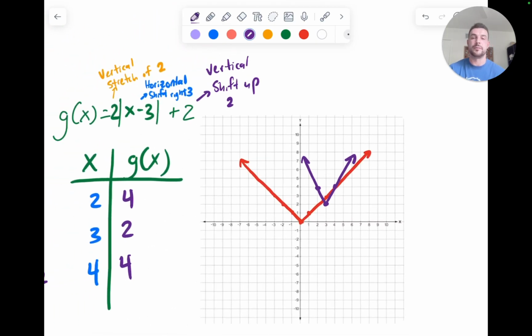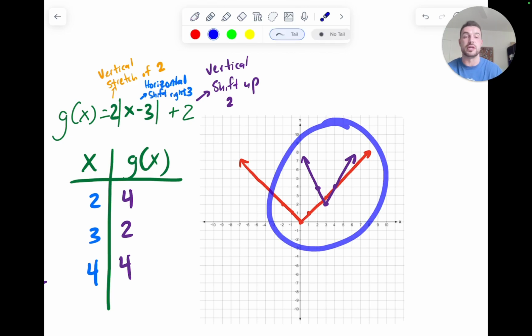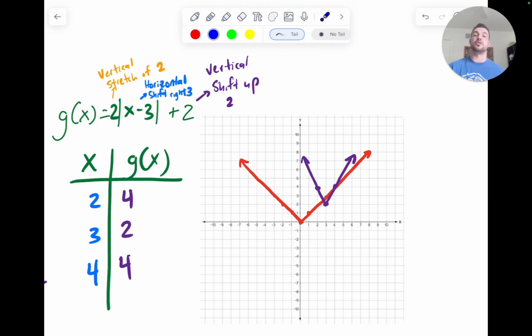Now, if you think about it, look at the red graph and then look at our purple graph. It should look like we are stretching it vertically twice the amount, which is why it's a little bit steeper in here. But then we are also shifting it right 3 and up 2, which we should be able to tell is a pretty accurate representation based on what we have on our graph.